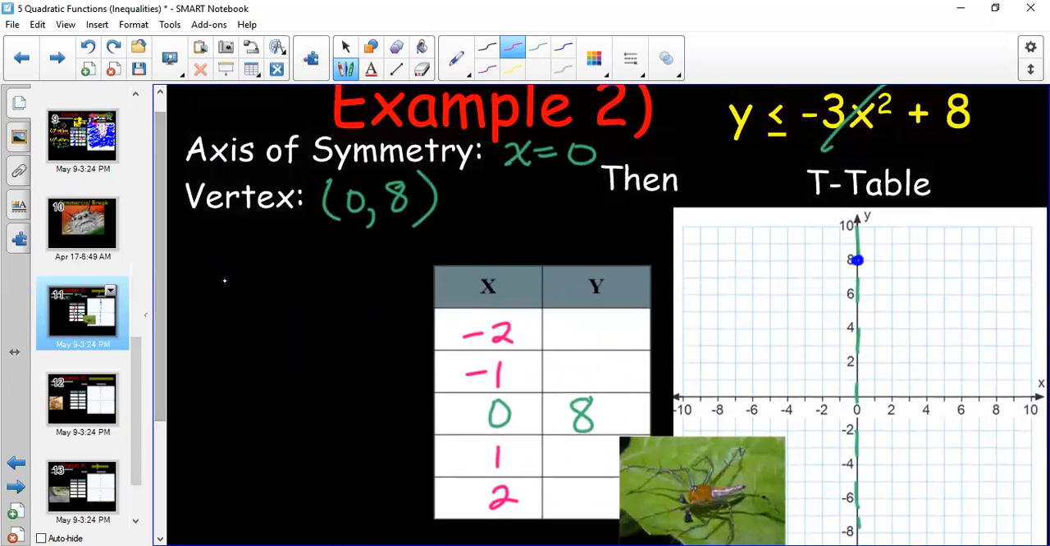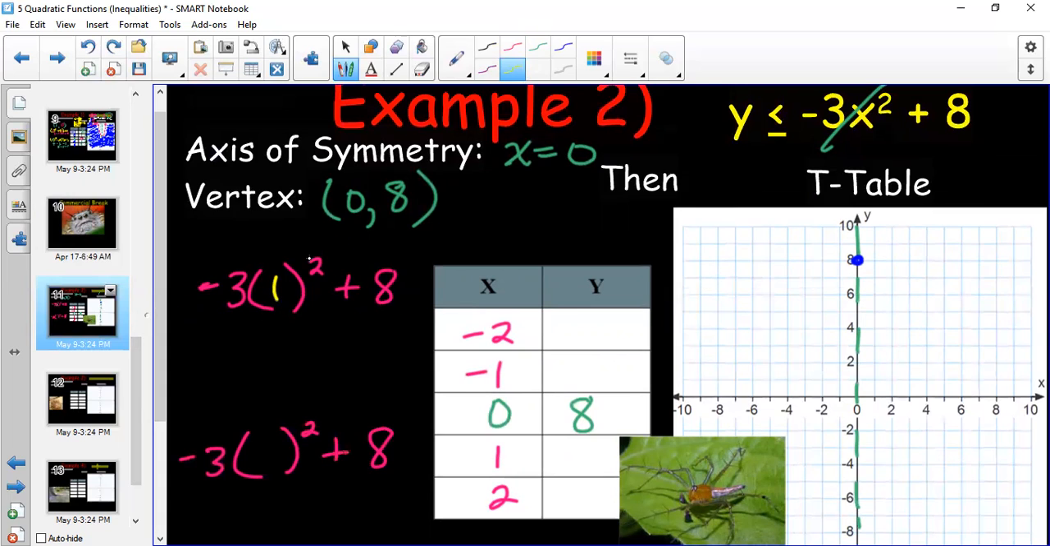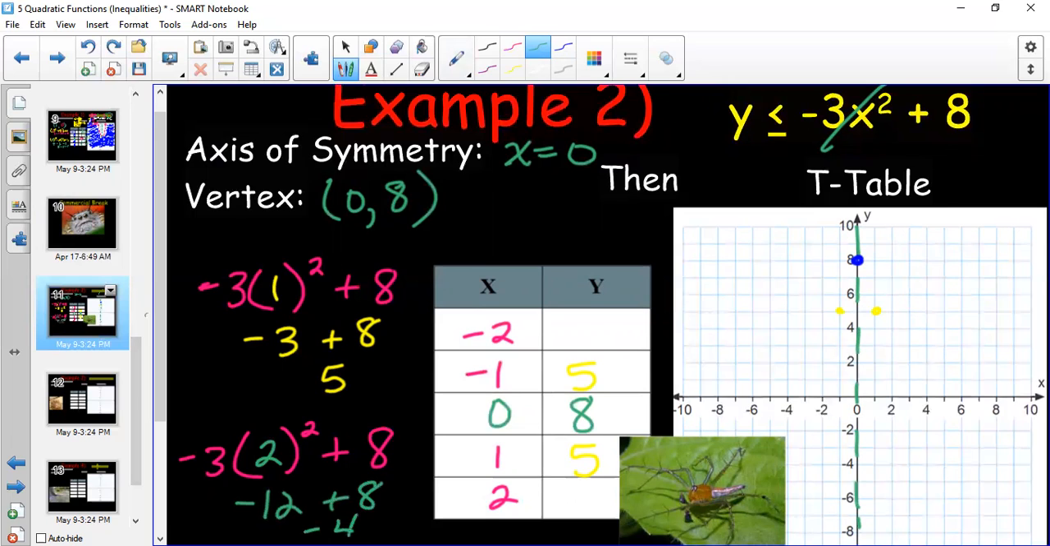And in terms of plugging it into our equation, which is negative 3 parentheses squared plus 8, if I'm given the choice between the two options, I'm going to plug in 1 and 2 versus negative 1 and negative 2. So let's plug in 1 first. 1 squared is 1 times negative 3 is negative 3, and negative 3 plus 8 is 5. So we have 5 and 5. I'm going to put those on our graph here. Let's do this again, but for 2. 2 squared is 4. 4 times negative 3 is negative 12, plus 8 gives us negative 4.